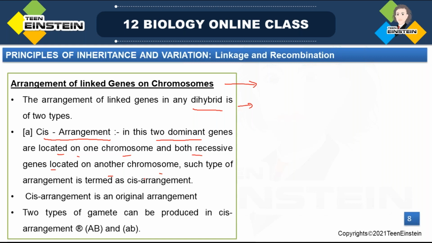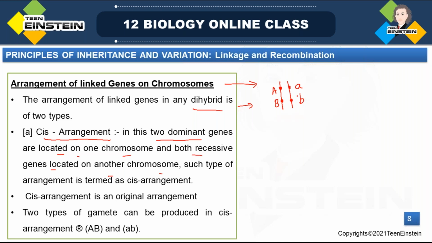There are two types of arrangement of genes on a chromosome, cis arrangement and trans arrangement. So what is cis arrangement? The dominant genes are located on one chromosome. See here, in one pair of chromosomes, one gene is present here and one gene is present here. Genes A and B are present in one chromosome. Dominant genes are present in one chromosome, and the second allele, the recessive allele, will be present on another chromosome.